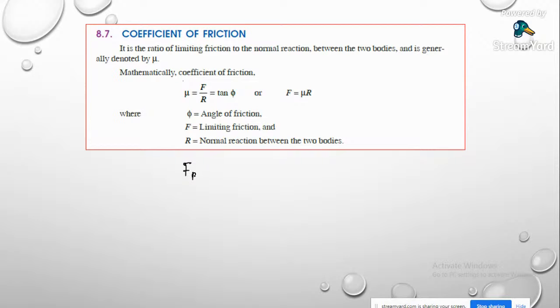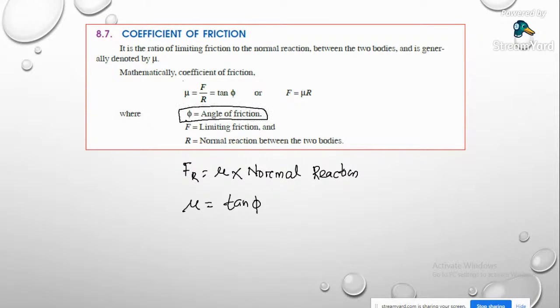So friction is mu, the coefficient of friction, into R, the normal reaction. This mu, the coefficient of friction, is tan of theta, or better we can say phi, and phi is nothing but the angle of friction. This Fr is generally called limiting friction, or friction, and R is called the normal reaction between two bodies.